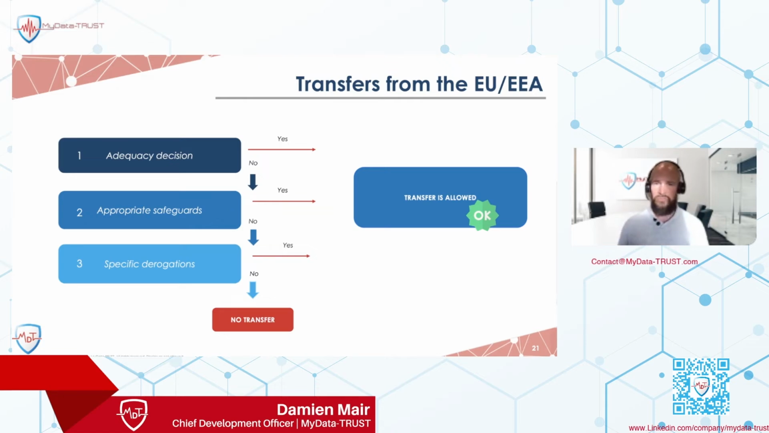Derogations are for small scale one-off processing and really isn't appropriate for clinical research where there's constant transfers and a large volume of data in 90% of the cases. So I avoid them personally. I know other people like to use them, but for me, if you can put in an appropriate safeguard, your safeguard is compliant with GDPR, I cannot think of a reason why you wouldn't do that.